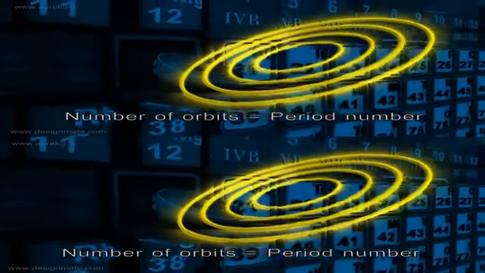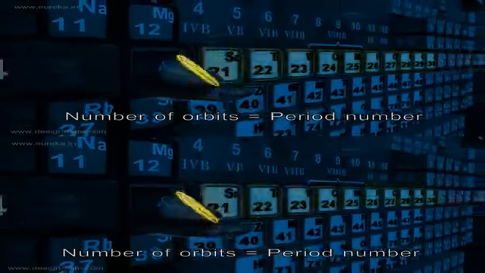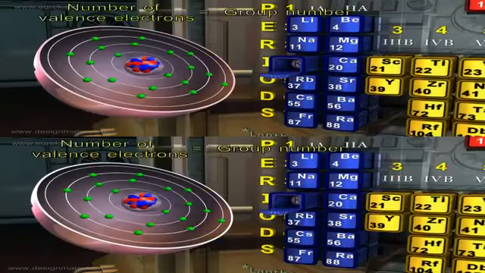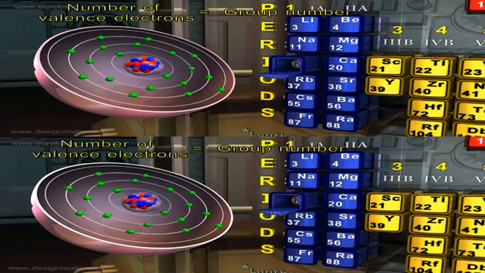The number of orbits in an atom of an element tells us the period to which the element belongs, while the number of valence electrons decides the group number of that element in the modern periodic table.